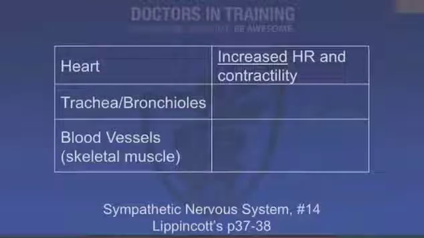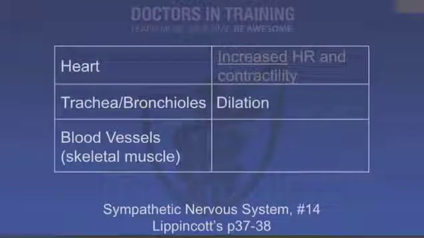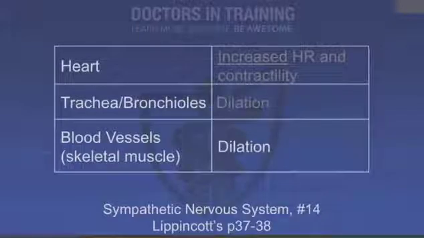In the heart, sympathetic stimulation causes increased heart rate and increased contractility because you need more blood flow to get more oxygen to the tissue so they can fight. In the trachea and the bronchioles, you have dilation so that you can get more oxygen in and deliver more oxygen to the tissues to fight. In skeletal muscle blood vessels, you're going to dilate those blood vessels with sympathetic stimulation so you can deliver more blood and more oxygen to those muscles.